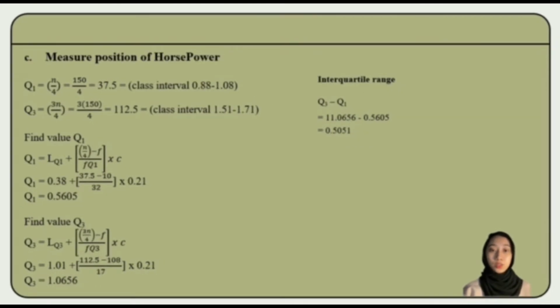Next is the measure of position of horsepower. The class interval for the first quartile is 0.88 to 1.08, and the class interval for the third quartile is 1.51 to 1.71. The value of the first quartile is 0.5605, and for the third quartile is 1.0656. And the interquartile range of horsepower is 0.5051.